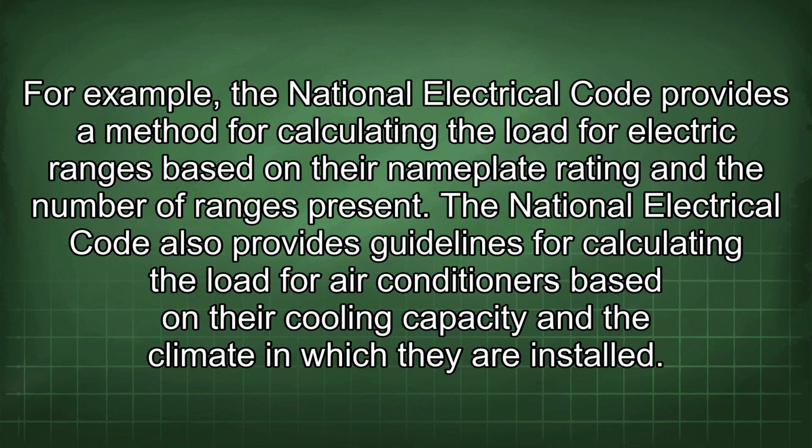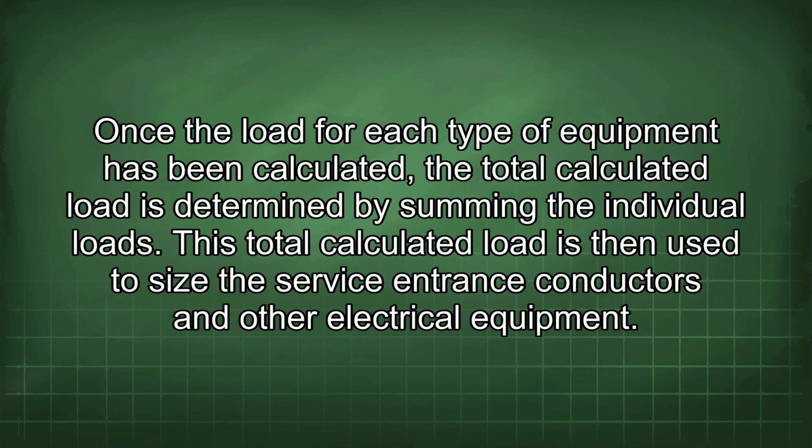The National Electrical Code also provides guidelines for calculating the load for air conditioners based on their cooling capacity and the climate in which they are installed. Once the load for each type of equipment has been calculated, the total calculated load is determined by summing the individual loads. This total calculated load is then used to size the service entrance conductors and other electrical equipment.